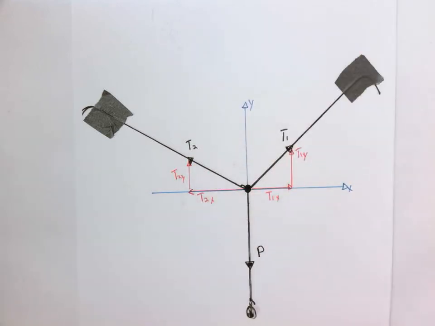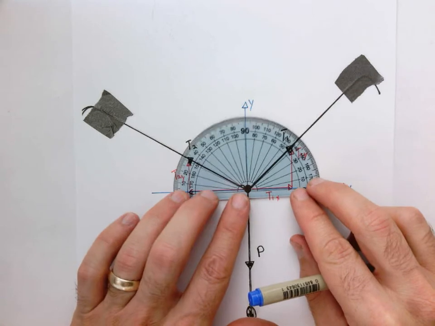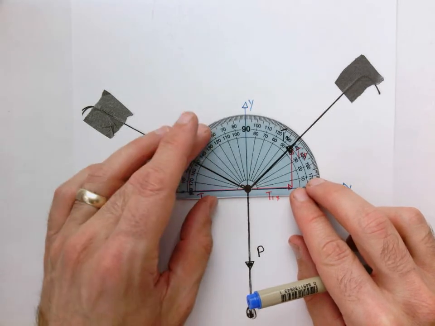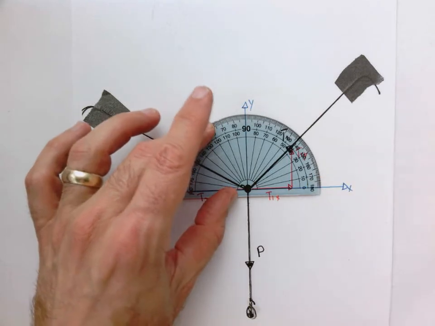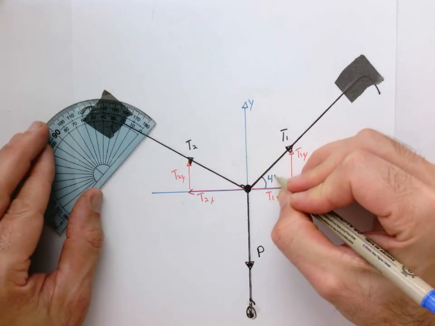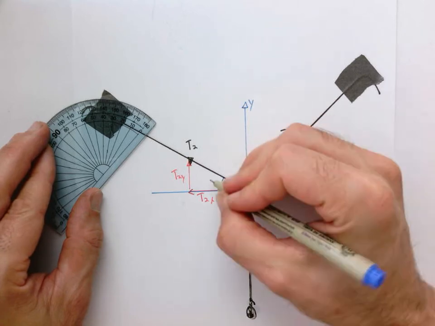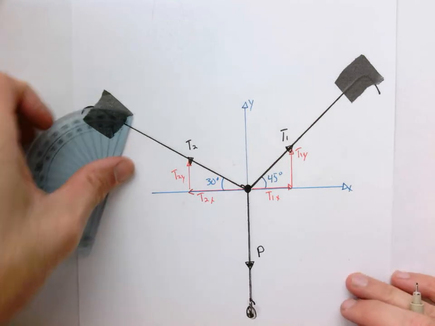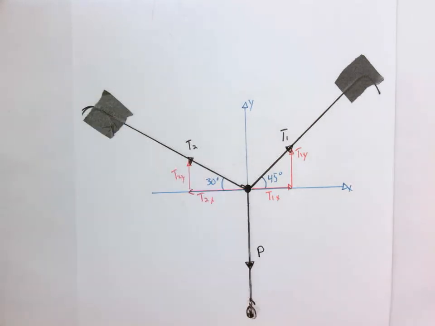Now the next thing I need to know to find the magnitudes of T1 and T2 is I need to know what the angle is here. So I can use my little protractor here and I can measure the angle, except in this case I don't have to because I built this so I know exactly what the angle is. And conveniently I made this angle here 45 degrees, this angle here 30 degrees, though of course this could be anything we want.